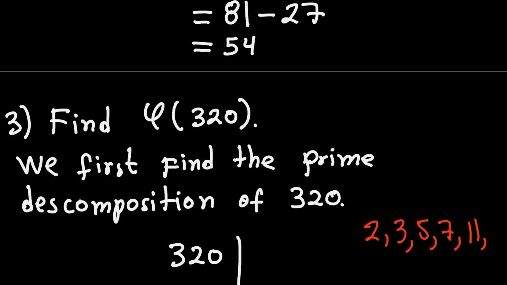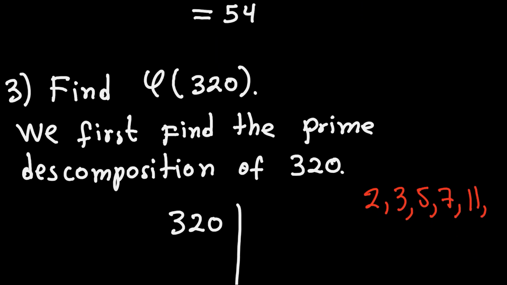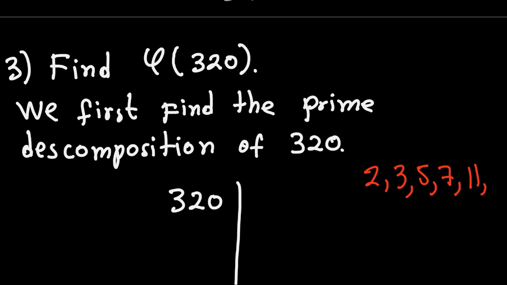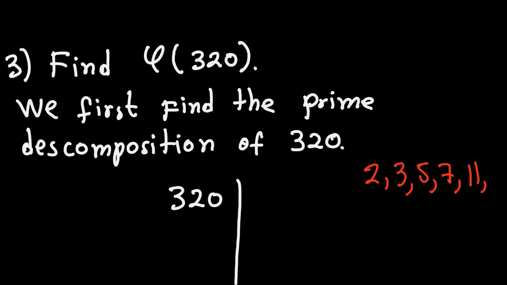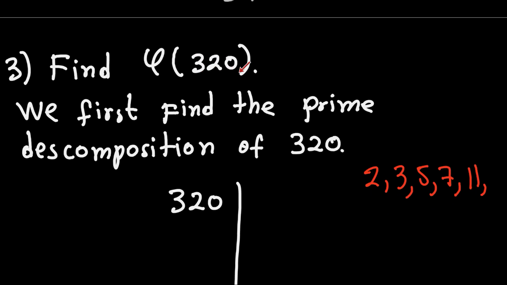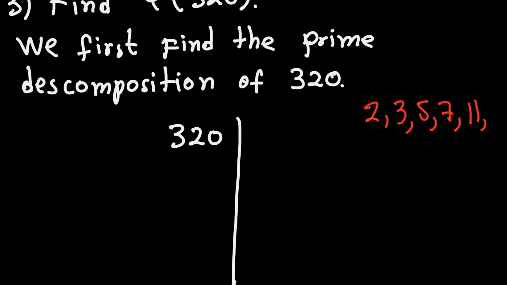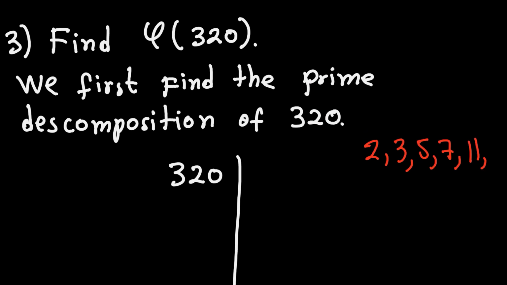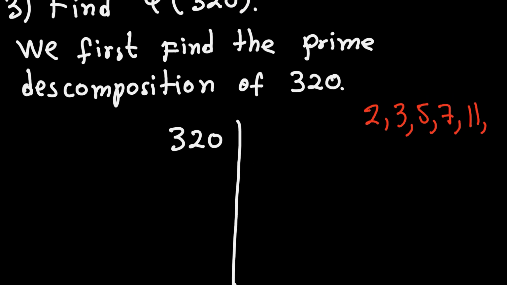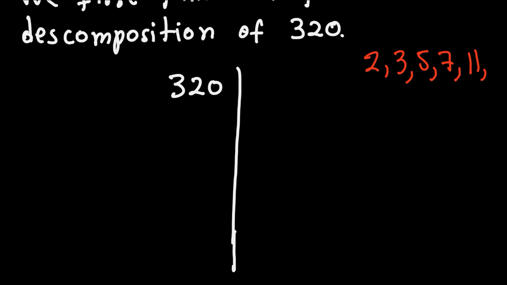Now, how about a number that is not a prime or a power of a prime? So for example, a number like this one, 320. For this type of number, the next best approach will be to factor the number into prime numbers. So we first find the prime decomposition, or factorization, of 320. So how do you do that? There are several ways in which you can find the prime decomposition of 320. One way to do it is this way. You can do it any way you like.